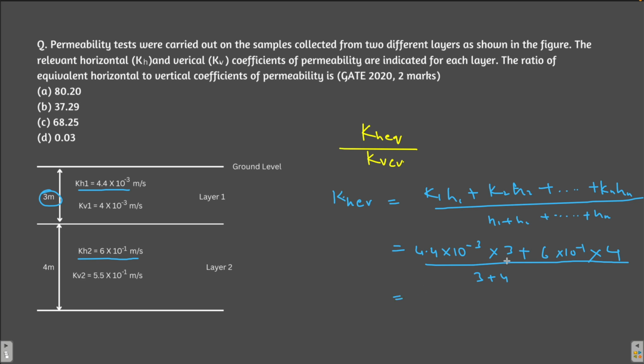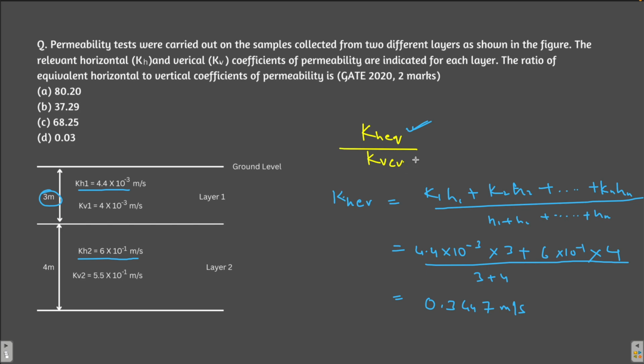So let me just solve it quickly and tell you the answer. It's 4.4 into 10 to the power minus 3 into 3 plus 6 into 10 to the power minus 1 into 4, divided by 4 plus 3, and that's equal to 0.3447 in meter per second. Okay, because it is the permeability, so permeability is calculated in meter per second. So this we have found out.